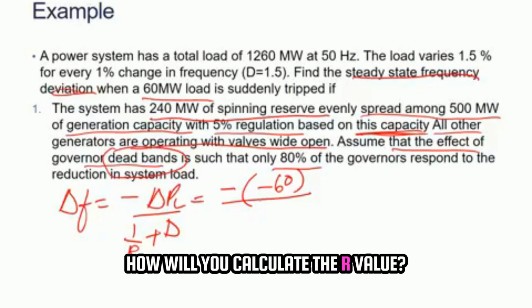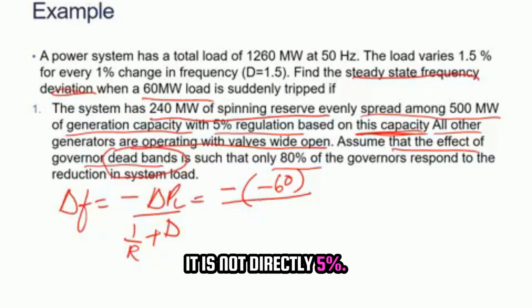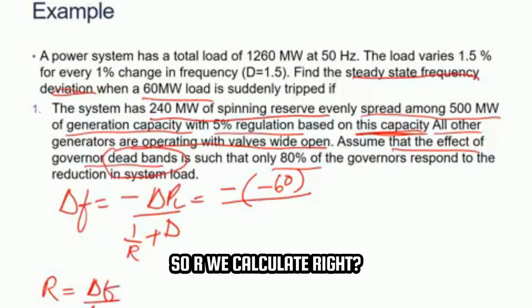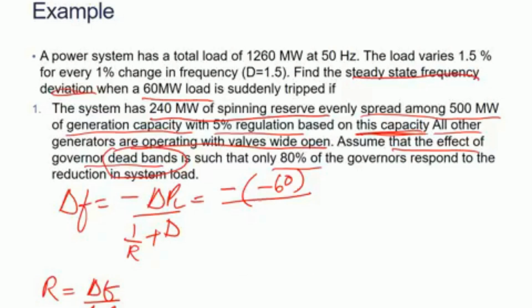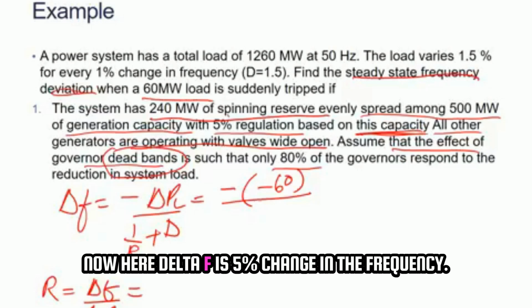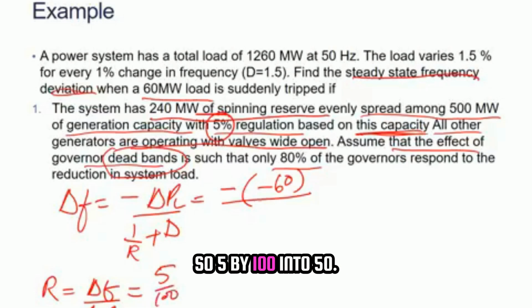How will you calculate the regulation value R? It is not directly 5%. You have to calculate it. R is delta F by delta P. Here delta F is a 5% change in the frequency, so 5 by 100 into 50.